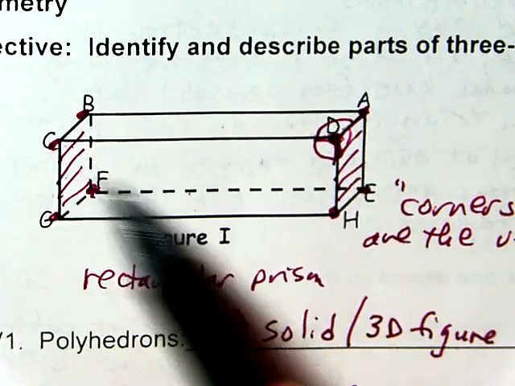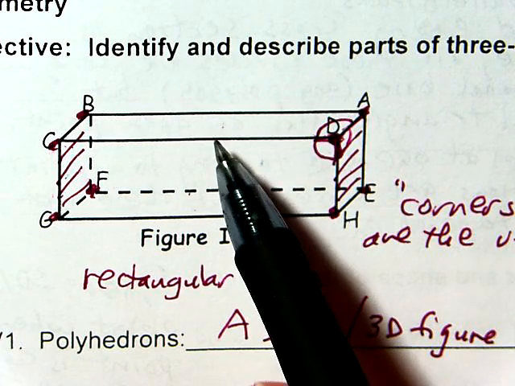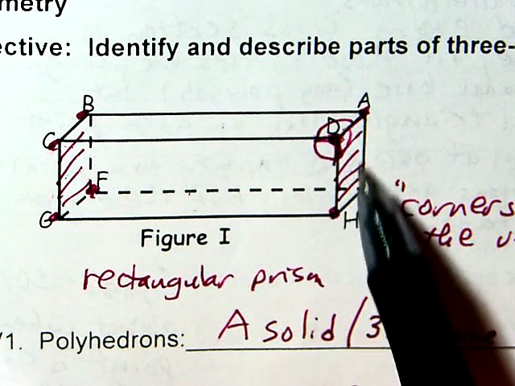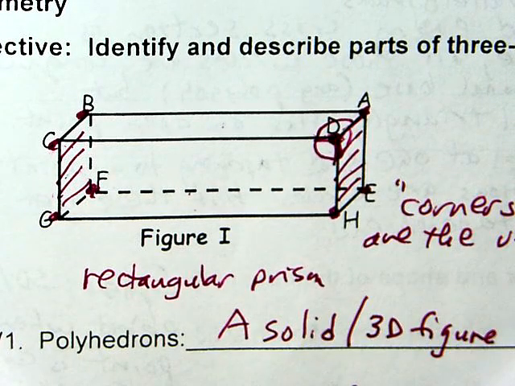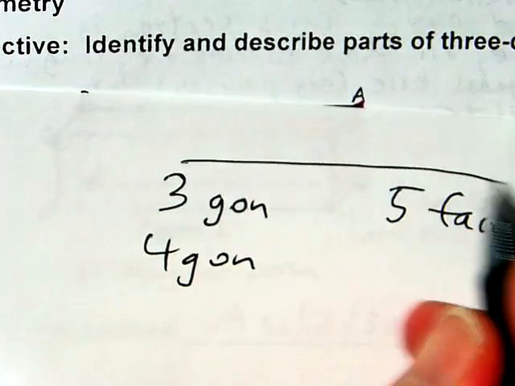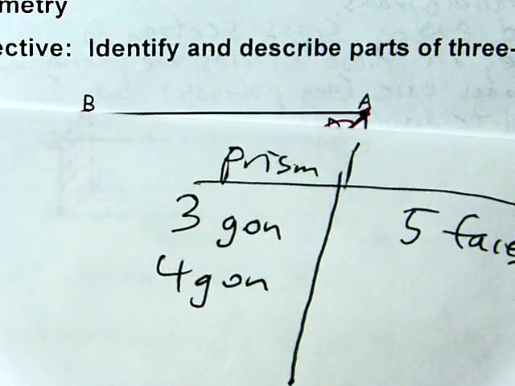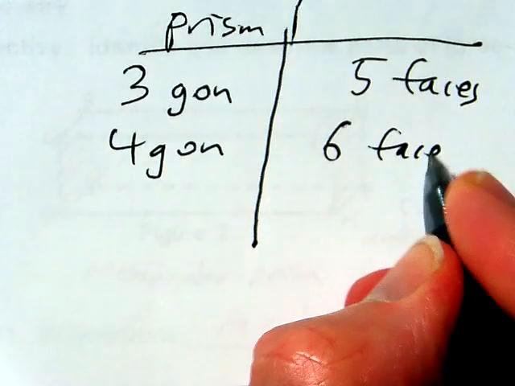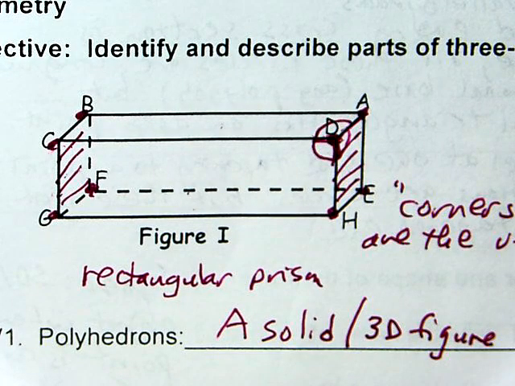Well, it has the 2 bases, 1, 2, plus the lateral faces, which are 1, 2, 3, 4. I hope you're noticing that the number of lateral faces is always the same as the number of sides of the polygon. And then on top of that, we're always adding on the 2 base faces. So that means that for a 4-gon, and we're talking here about prisms, for a 4-gon prism, we just saw that we have 1, 2, 3, 4, 5, 6 faces. Okay. What about a pentagonal prism?